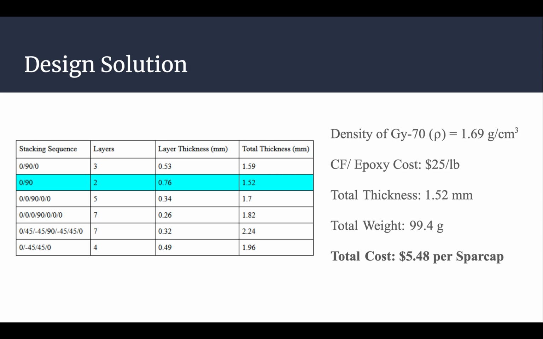Given it was a super thin 12 inch by 5 inch by 1.5 millimeter laminate, the weight wound up being pretty low. It was only about 100 grams, so there wasn't a whole lot of material. The total cost is purely based on rule of mixtures and the material alone. Manufacturing and production difficulties aren't considered here. It's a very first order estimate, and as such, our total cost wound up being only about $5.48 per spar cap.